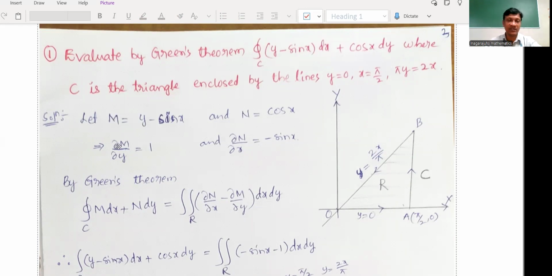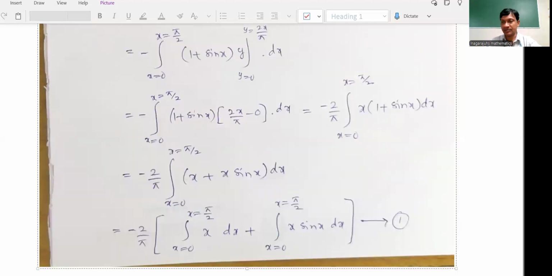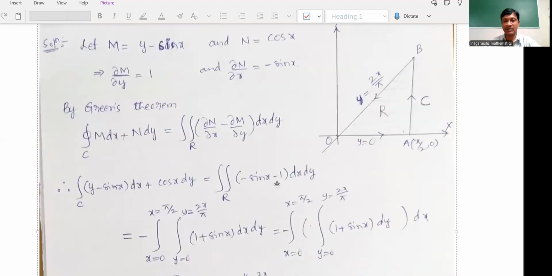So partial differentiation with respect to y for M is 1. Partial differentiation with respect to x for N is minus sin x. So we are substituting these values in the Green's theorem condition. So by Green's theorem, integral over closed curve C of M dx plus N dy is equal to the double integral over R of dou N by dou x minus dou M by dou y dx dy. Here dN by dx is equal to minus sin x, and dM by dy is 1. So substituting these values, the double integral over R of (minus sin x minus 1) dx dy.